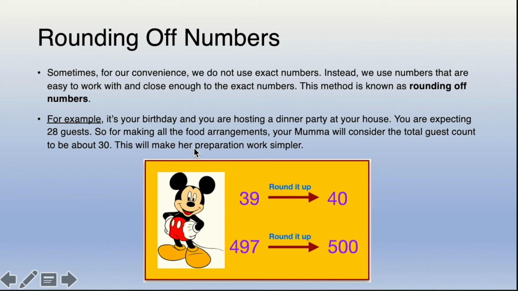So this will make her preparation work simpler, easier. So over here the number 39 is rounded off to 40, and over here the number 497 is rounded off to the number 500. If we just add 3 to this number, we get the number 500. So 500 is very much near to the actual number. It is easier to work with 500 rather than 497. So these numbers are easier to deal with when making calculations as compared to these numbers.